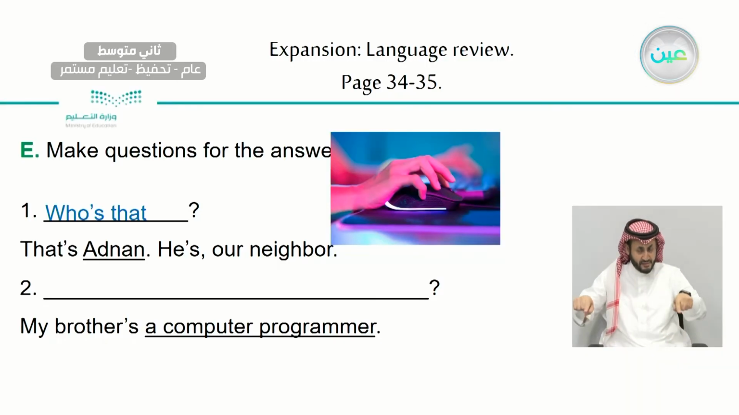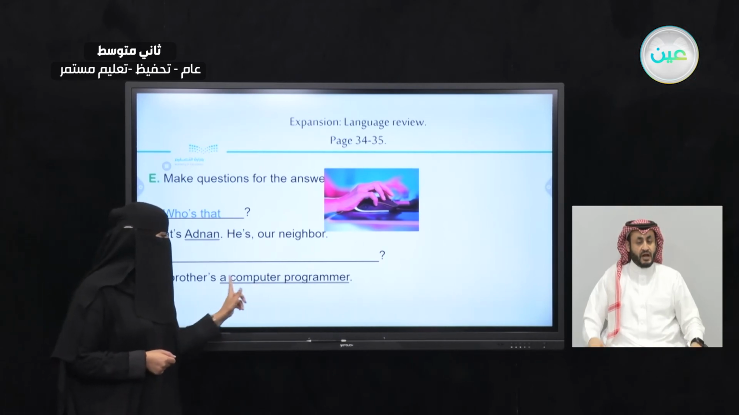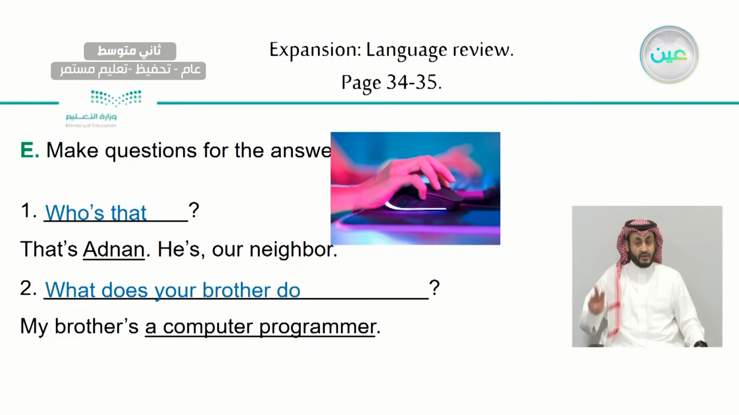Here we have, my brother's a computer programmer. So what can the question be? Here the question is going to be about a computer programmer. So we are going to use what? What does your brother do? My brother's a computer programmer. So we're asking about the job. Here the job is a computer programmer. That's why we use the word what. What does your brother do?